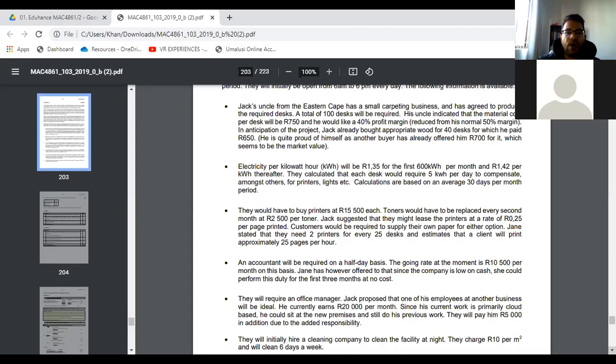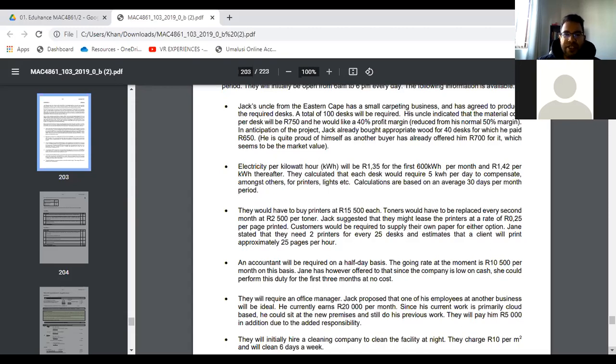electricity per kilowatt hour. So point number 2, electricity per kilowatt hour will be 135 for the first 600 kilowatts per month and 142 thereafter. They calculated that each desk would require 5 kilowatts per day to compensate, amongst other things, for printers and lights. Calculations are based on an average 30 days per month period.